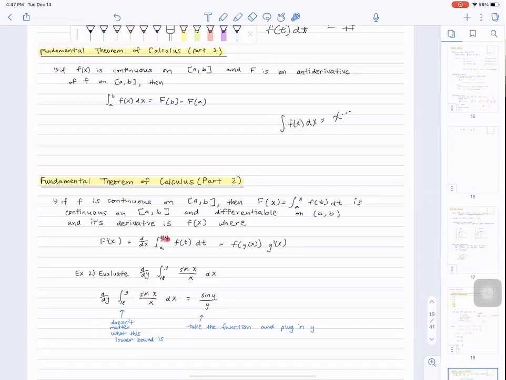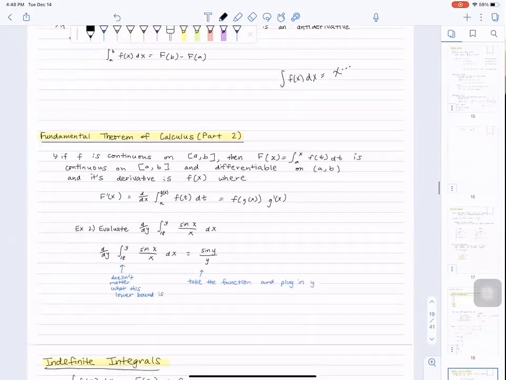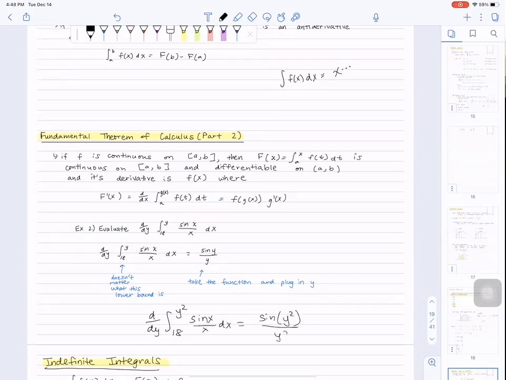But if the top bound was just, for example, y, then the derivative of this integral is you literally just put in y where you see x's. Wherever you see an x, just put y. It would be sine y over y. But if this was the derivative of the integral up to y squared of sine x over x, then wherever you see an x, you plug in y squared, and we also multiply by the derivative of y squared, which is 2y.